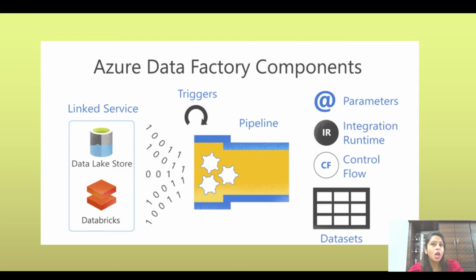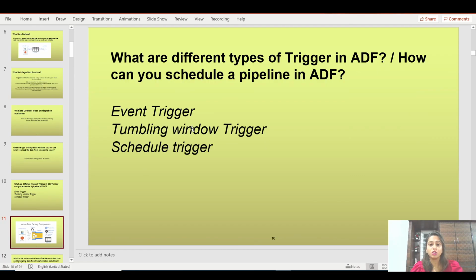So tumbling window is also something that you can go ahead and try, because these tumbling window triggers are very useful in case you want to run it for any historical data as well. You can mention the window for that particular trigger, and it will also run for your historical dates. So guys, this is pretty much what I wanted to cover in this particular video.